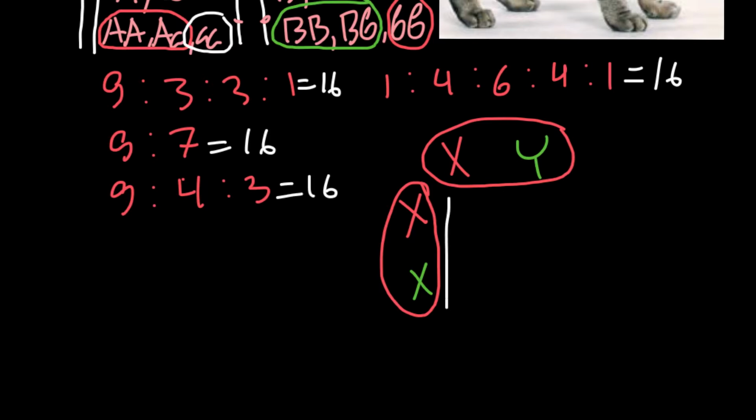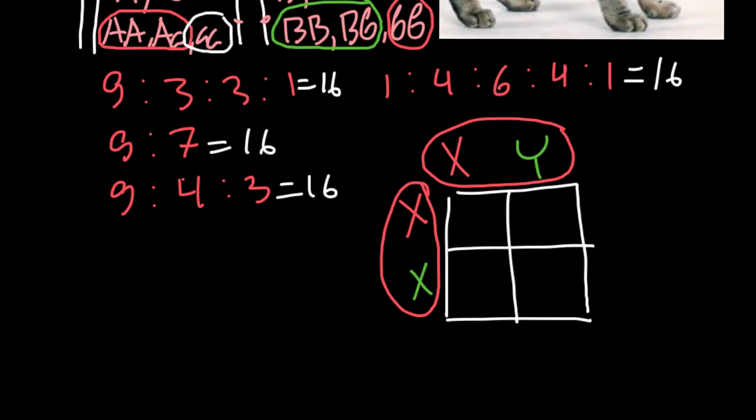So what are we going to get in the progeny? In the progeny, we are going to get the following genotypes and phenotypes. Defective X chromosome here from the mother side, defective X chromosome here from the father side, defective X chromosome here from the mother side, normal Y chromosome here from the father side, defective X chromosome from the father side, normal X chromosome from the mother side, and normal X chromosome from the mother side, and normal Y chromosome from the father side.